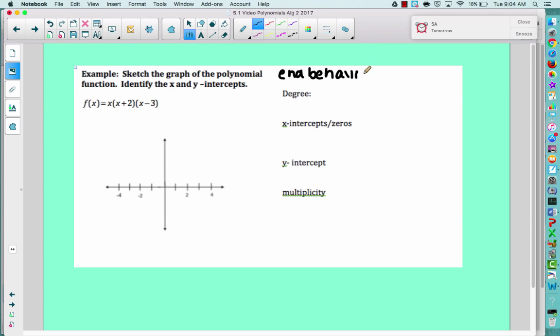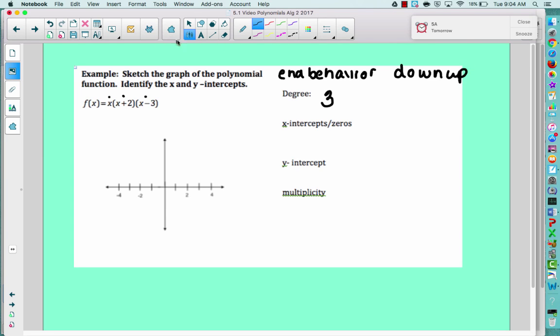Okay, so I first find the degree by looking at all the factors, and I have 1, 2, 3 factors, so that means it's a degree 3 polynomial, okay? It's positive because none of those factors are negative, so it's a positive leading coefficient, so that means the end behavior is going to be down, up, okay?